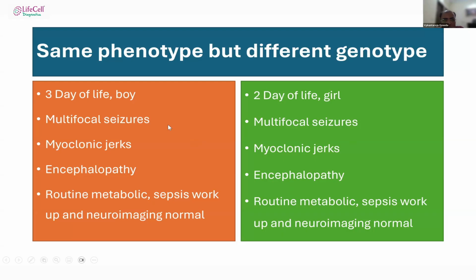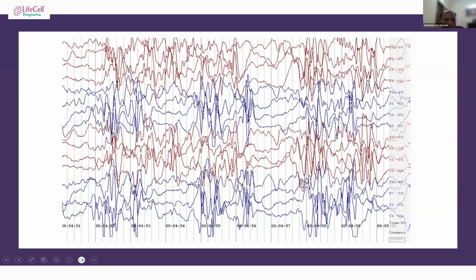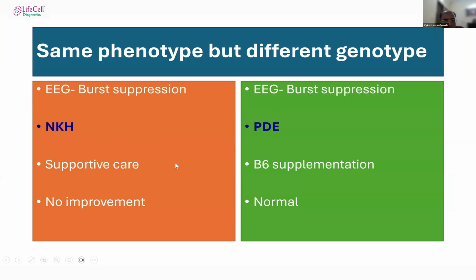Both children presented in the early part of the newborn period with refractory seizures and myoclonic epilepsy, routine tests were normal, and EEG showed a burst suppression pattern. One case turned out to be NKH and the other turned out to be PDE, pyridoxine dependent epilepsy. Based on genetic tests, you are able to differentiate. Even though metabolic tests are available, they are expensive, their reliability is very poor, and they are invasive, like CSF testing for lysine and neurotransmitter levels for PDE. But the genetic tests finally confirm these children have different etiologies.